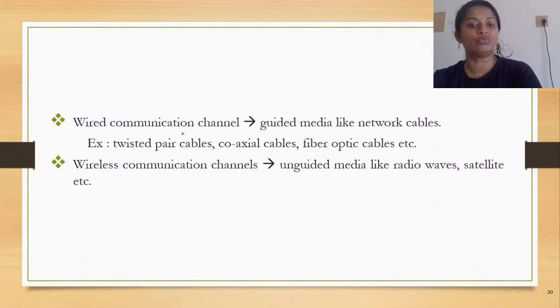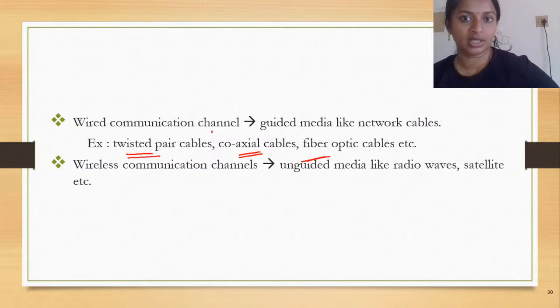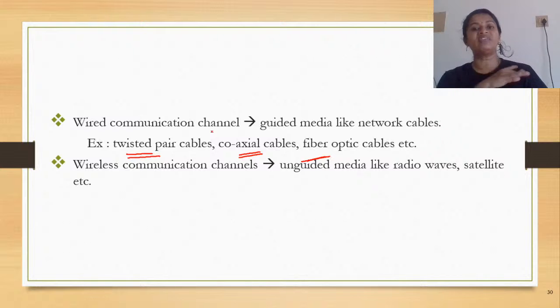Now, for the enhancing of wired communication channel, the different examples are the twisted pair cables, the coaxial cables, and fiber optic cables. Now, these are the main things that we'll be learning today. So, as I told you, the wired communication channels are guided media. Guided meaning it is actually showing a path for the network cables, right? Whenever you're having a wire, it is only via the wire that the information can pass. So the different guided media include twisted pair cables, coaxial cables, and the fiber optic cables.